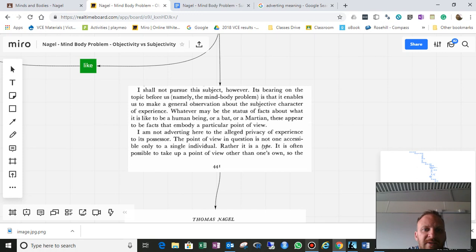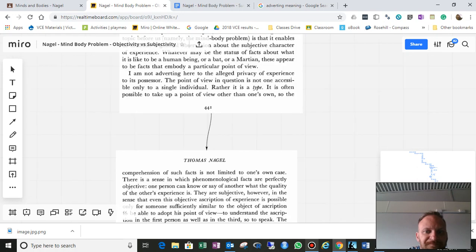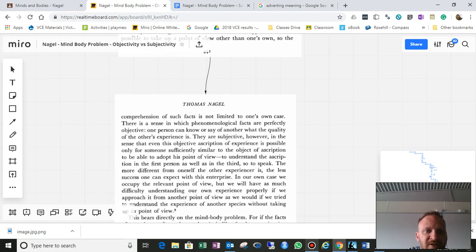"The point of view in question is not one accessible only to a single individual. Rather, it is a type. It is often possible to take up a point of view other than one's own, so the comprehension of such facts is not limited to one's own case." So here he's really starting to talk about experience rather than consciousness. And you can, to a reasonable degree, approximate another human being's point of view.